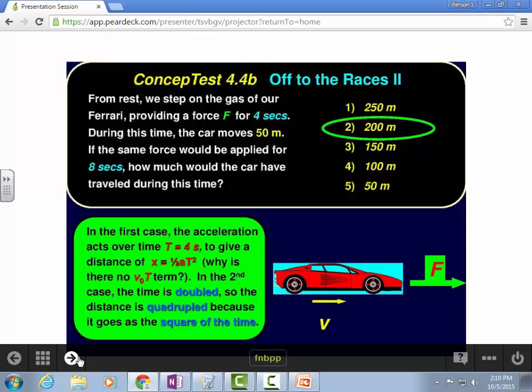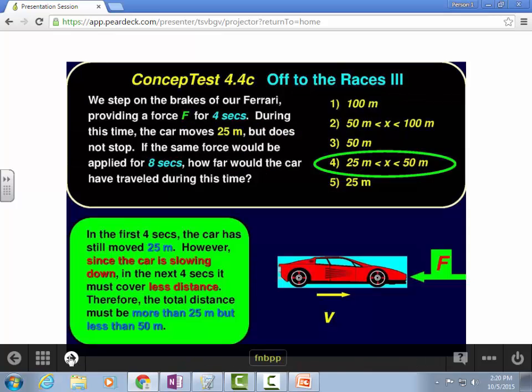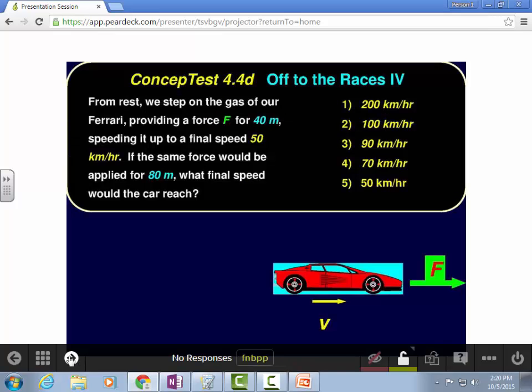Why is there no V0T term? Because it's from rest. Next problem: from rest, we step on the gas of our Ferrari, and we go 40 meters, up to a final speed of 50 kilometers per hour. If the same force were applied for 80 meters, what final speed would be reached? This you're definitely going to have to get your hands dirty for.